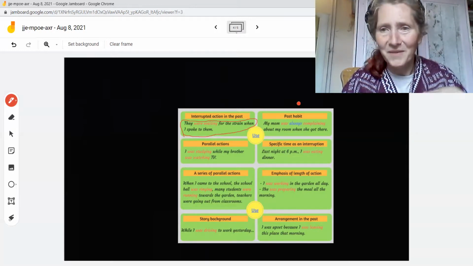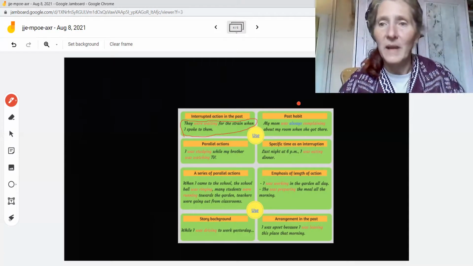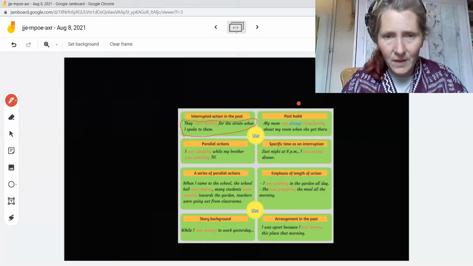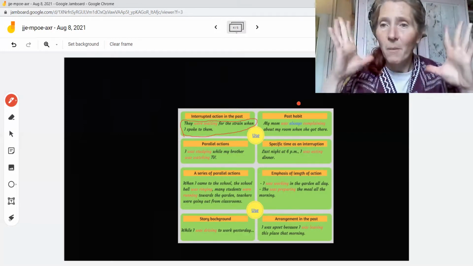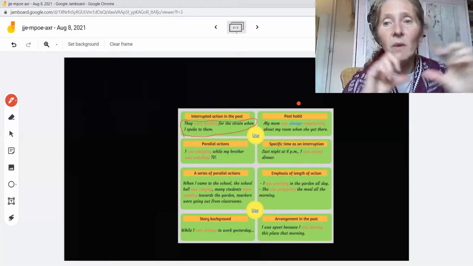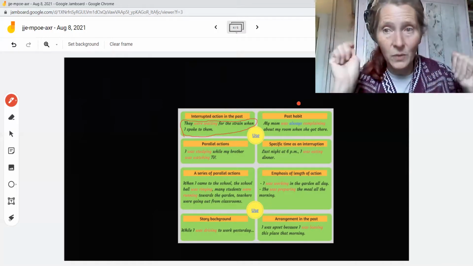Okay, always, yeah, my mom too. Okay, but if she was always doing it in the past, we would tend to use the past continuous. We have something called parallel actions. I was studying while my brother was watching TV. Both are ongoing in the past. So one isn't interrupting the other. They're both going on at the same time, but both ongoing, and you can use the past continuous for both.